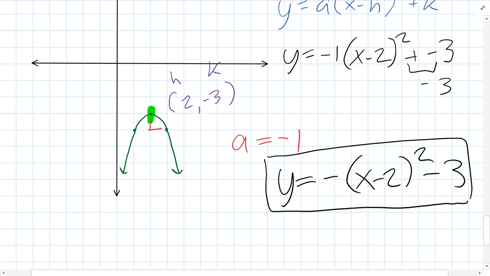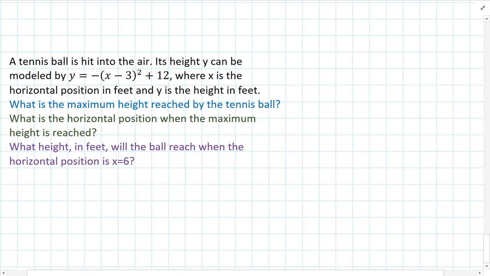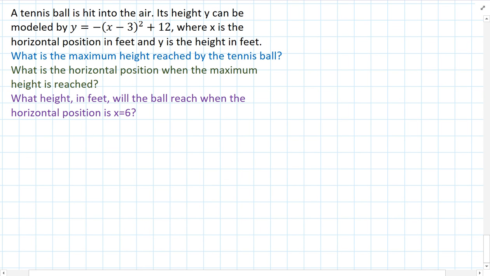So now I'm going to go down to a word problem. And given what we've been doing, I think the instinct here is to graph this equation. It says a tennis ball is hit into the air. Its height y can be modeled by y equals -(x minus 3) squared plus 12, where x is the horizontal position in feet and y is the height in feet.